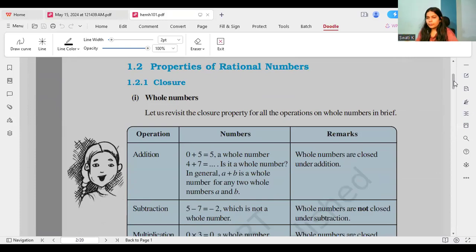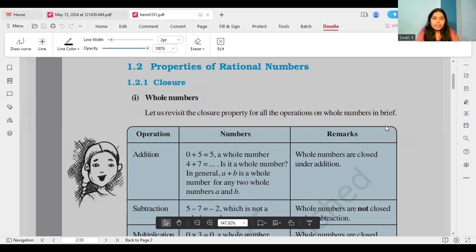What does the closure property say? The closure property simply says that if you're taking a number, let's say a whole number, and you're taking another whole number, the answer is also a whole number. If that condition is being satisfied, that is called the closure property. That means you're taking one number from one type of number and another number from the same type of number, and the answer is also from the same category. That is called the closure property. So let us first check for the whole numbers whether the closure property is satisfied in every case or not.